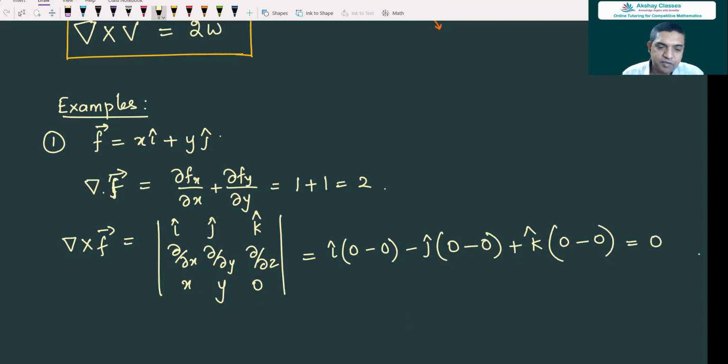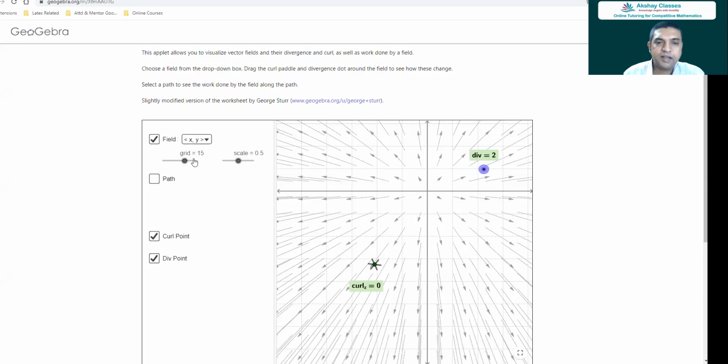So for this particular field, you see divergence is 2, curl is 0. And see the vector field, how it looks.